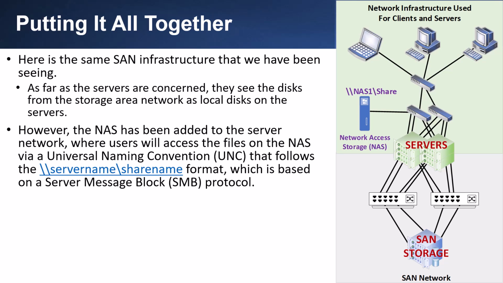Now, putting it all together, here's the same SAN infrastructure that we have been seeing. As far as the servers are concerned, they see the disk from the storage area network as local disks on the servers. However, the NAS has been added to the server network where users will access the file on the NAS via Universal Naming Convention, or UNC, that follows the \\server name\share name format, which is based on the server message block, or SMB, protocol.